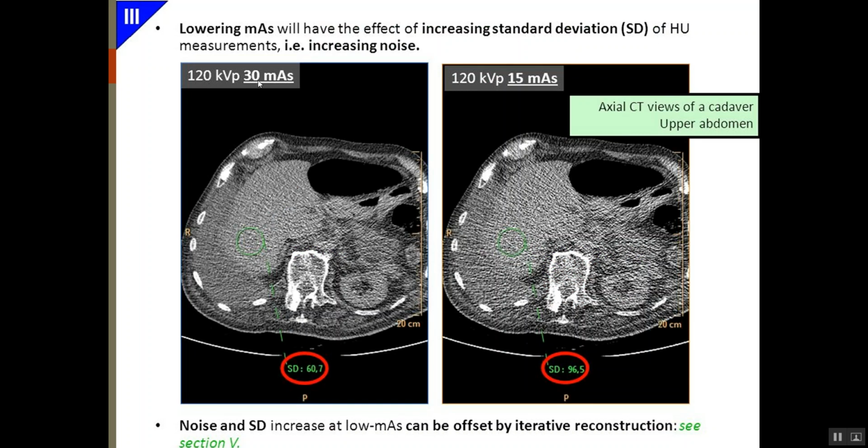To clarify it for you here, using 120 kVp, kilovolts peak, and 30 milliampere, but here 15. So this is less, and on the right side you will find we used a lower milliampere than the left side. So the noise here is higher than the left side. The noise is represented by the standard deviation. You remember? We calculate the standard deviation for quality assurance, which represents noise.